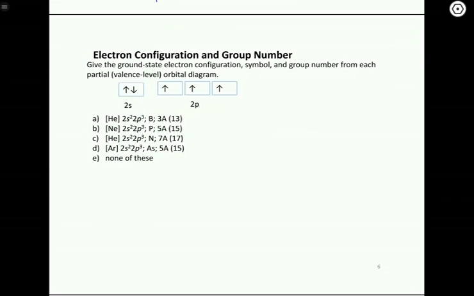All right, so if we go to the next question, electron configuration and group number, we're given a partial ground state electron configuration, and we want to determine the full configuration as well as the atom that it corresponds to. In this question there were a couple answers that were almost correct that a lot of us picked, and we just want to understand why they weren't completely correct. Because here we're comparing three things: the full electron configuration, the atomic symbol, and the group number.